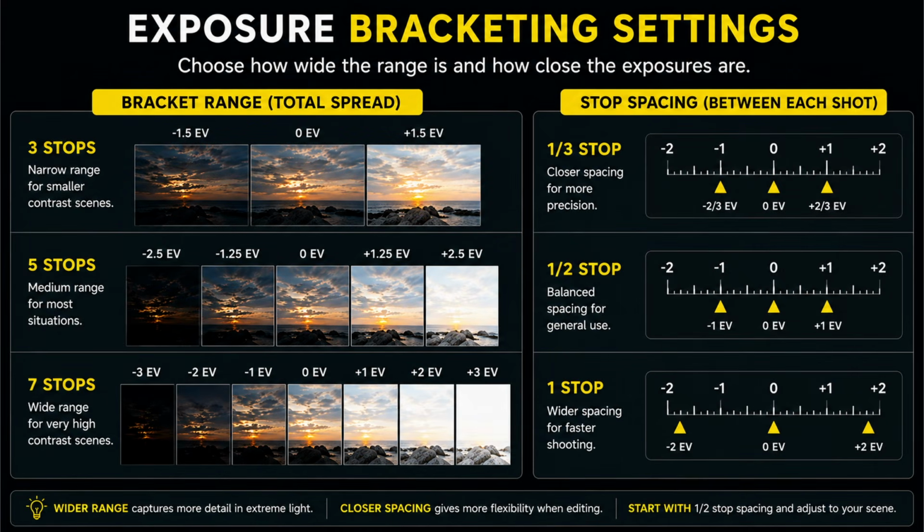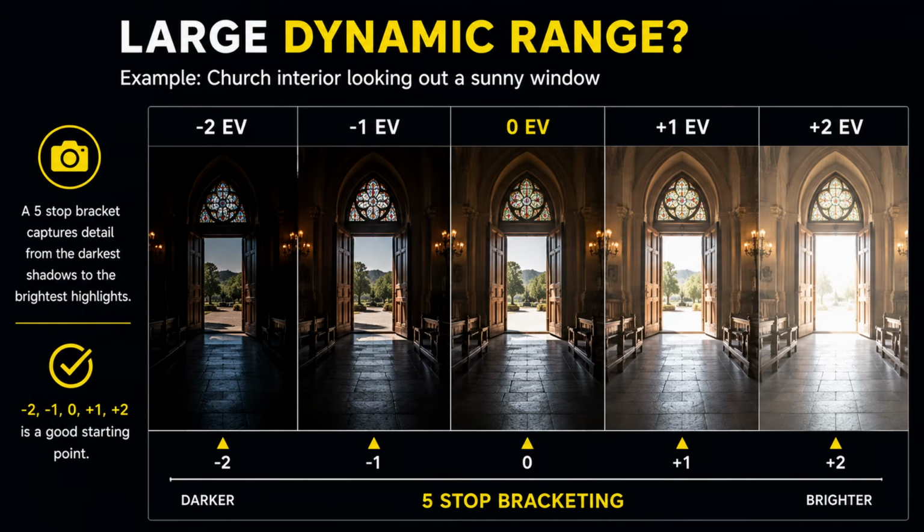Most cameras allow you to choose both the number of exposures and the spacing between them. 3-shot bracketing at -1, 0 and +1 stop is suitable for many situations. However, many cameras also offer 5-shot or even 7-shot bracketing for scenes with particularly extreme contrast. If the scene has a much greater brightness range, such as the church interior with stained glass windows, or maybe a room looking out through a sunny window, 5-shot bracketing at -2, -1, 0, +1 and +2 stops often captures significantly more highlight and shadow detail. Some advanced cameras even allow 7 or 9 exposures for the most demanding lighting situations.